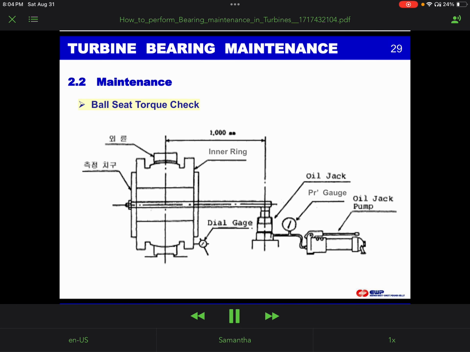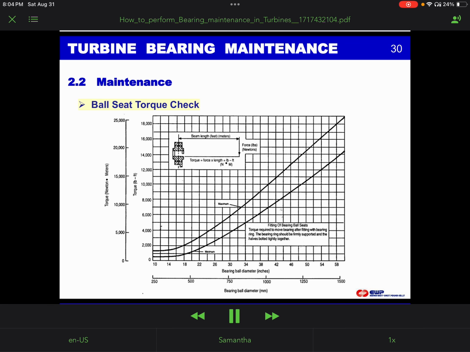Ball seat torque check. 2.2 Maintenance. Turbine bearing maintenance 29. PR gauge. Inner ring. Ball seat torque check. 2.2 Maintenance. Turbine bearing maintenance 30.